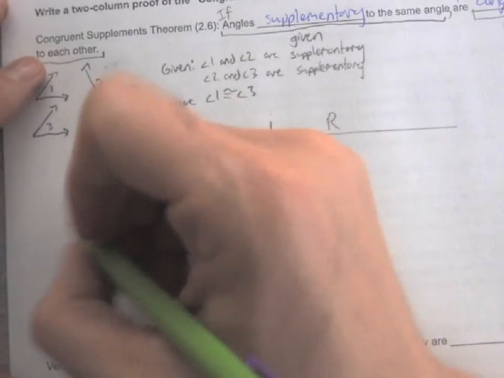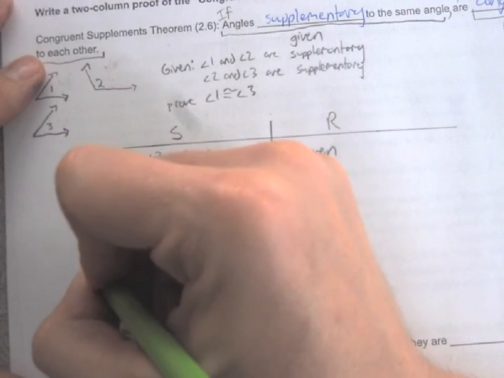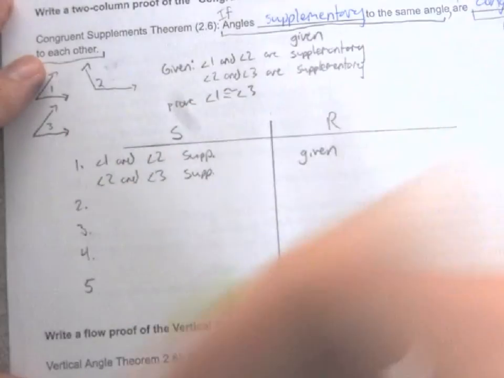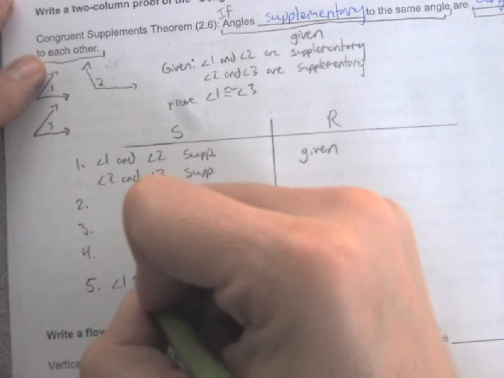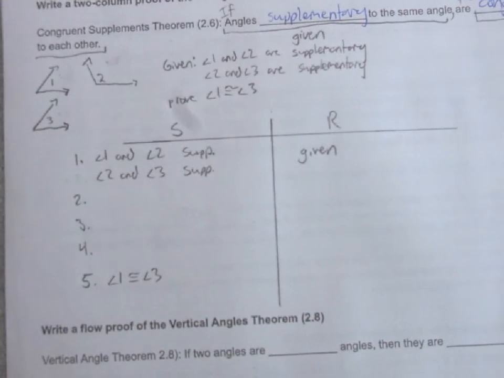Now I've done this proof a couple times before, so you wouldn't necessarily know how many steps it's going to be, but it's going to actually be 5. And our last statement should be the statement we're trying to prove. Okay, angle 1 is congruent to angle 3. So we have to figure out how to fill in the gaps here, only using postulates, properties, or theorems that we've already proven, or definitions.